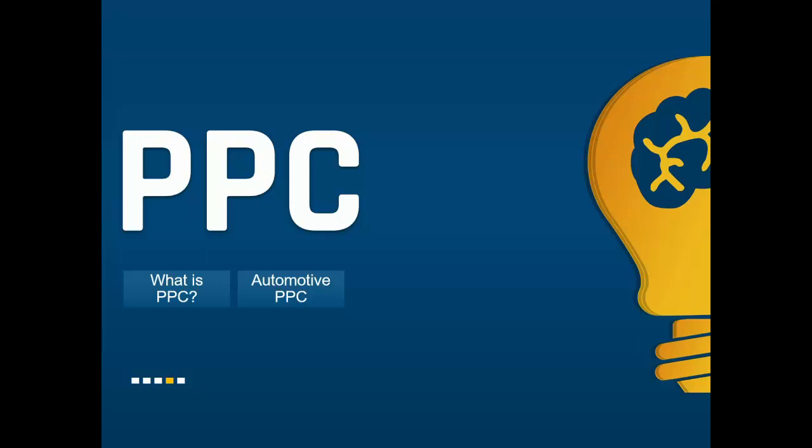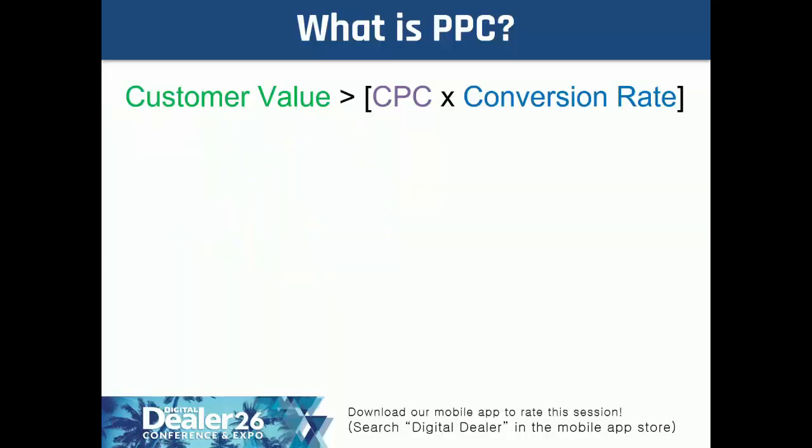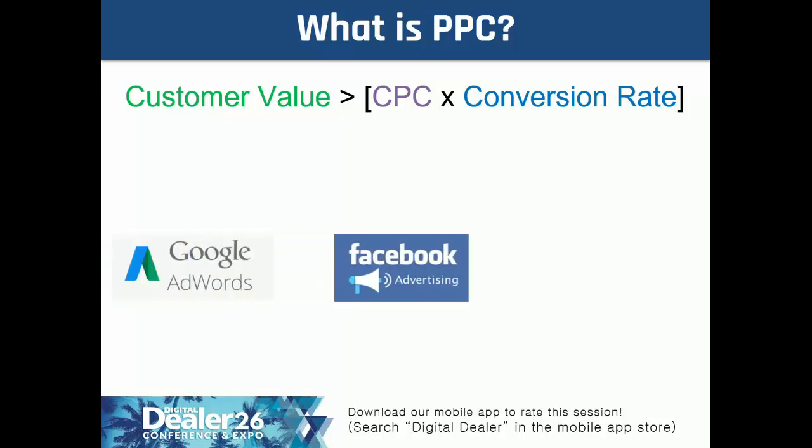Next up is pay-per-click. So pay-per-click, I also see as a formula. The formula for pay-per-click is you want your customer value to be higher than your cost per click divided by your conversion rate. And there's a lot of pay-per-click platforms.